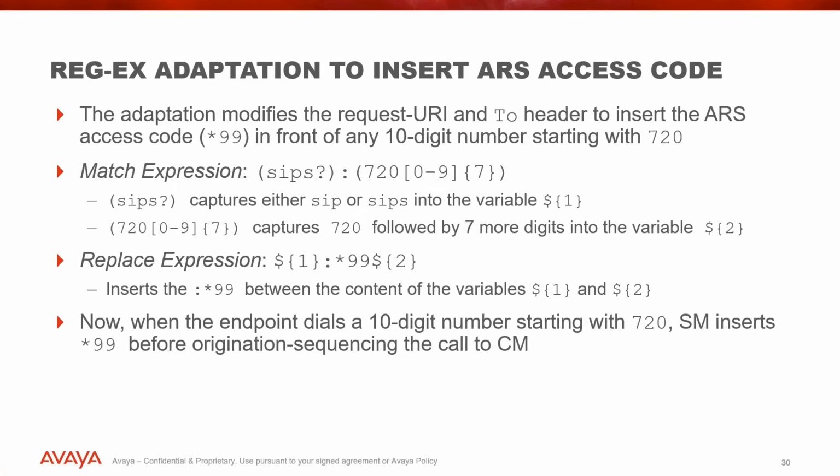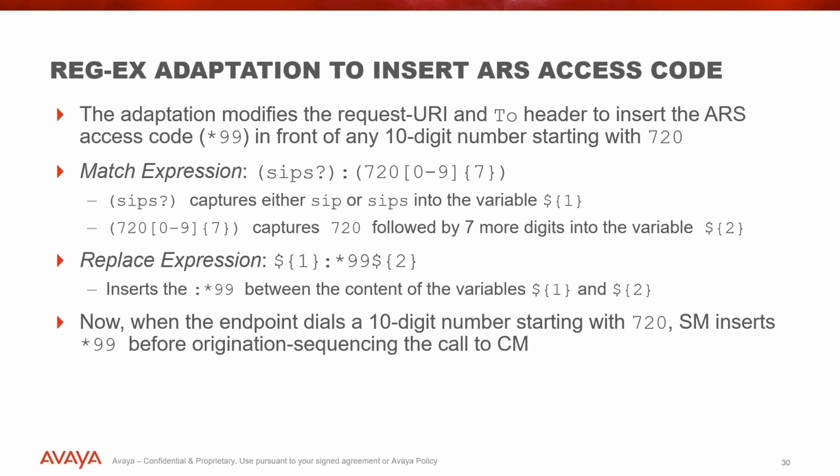My match expression, SIP-S question mark, we've seen that before. We're going to capture that. We're going to reinsert it when we do the replace expression, colon, and then in parentheses, we've got 720. We haven't seen the square brackets before. The square brackets mean one character from this set of characters. So in this case, we've got 0 through 9. So one of 0 through 9.